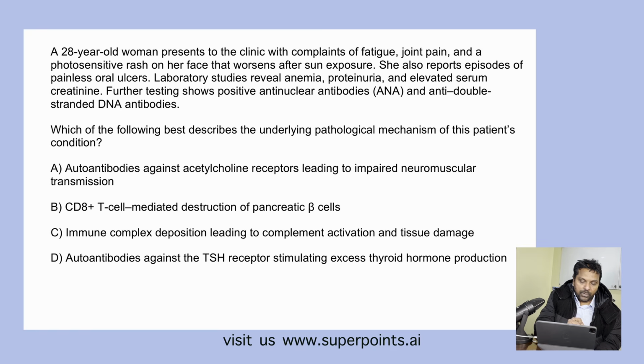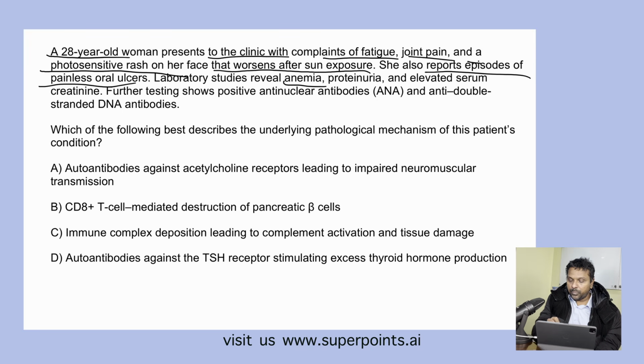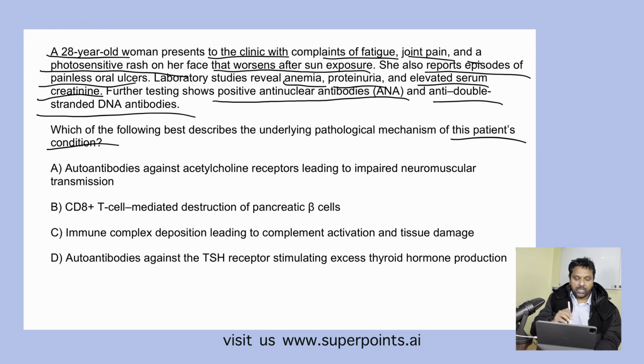A 28-year-old woman presents to the clinic with complaints of fatigue, joint pain, and a photosensitive rash on her face that worsens after sun exposure. She also reports episodes of painless oral ulcers. Laboratory studies reveal anemia, proteinuria, and elevated serum creatinine. Further testing shows positive anti-nuclear antibodies and anti-double-stranded DNA antibodies. Which of the following best describes the underlying pathological mechanism of this patient's condition? So please take a few seconds and answer this question, and then we will discuss.